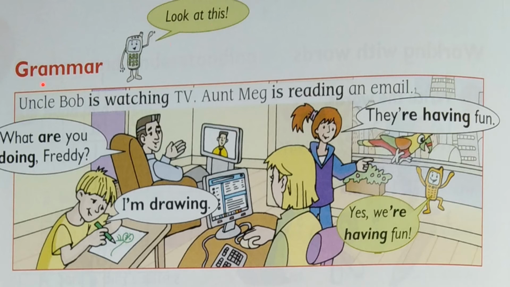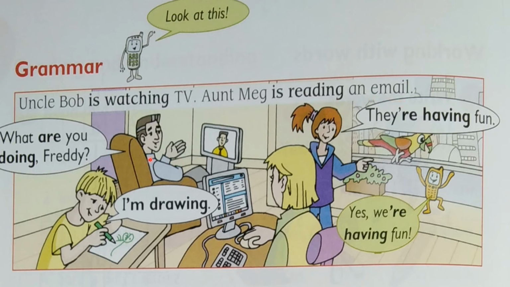Look at this. Grammar. Uncle Bob is watching TV. Aunt Meg is reading an email. Can you see where Uncle Bob is? There he is. What is he doing? He is watching TV. Where is Aunt Meg? Can you see her? Yes, there she is. What is she doing? Aunt Meg is reading an email.